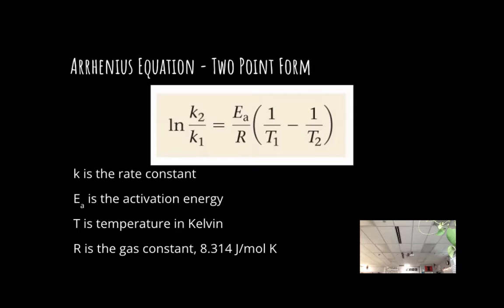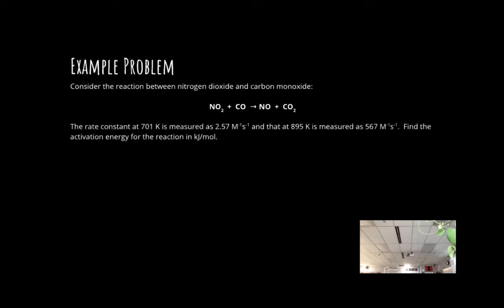Ea is the activation energy. So again, how much energy is required to get that reaction going. T is temperature, but it has to be in Kelvin. And then R is the gas constant. It's the same gas constant we've used before, but it's in a different format. So this time we're using it in joules per mole Kelvin. So that's going to, when we solve for Ea, give us the activation energy in joules.